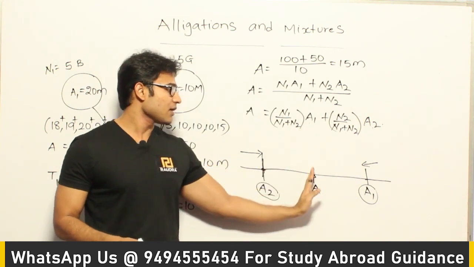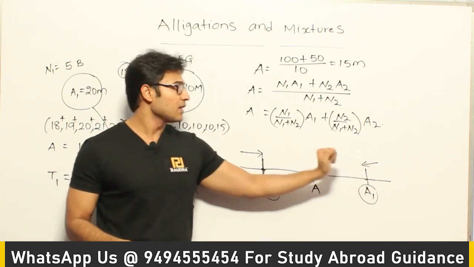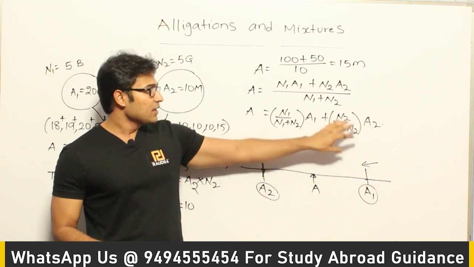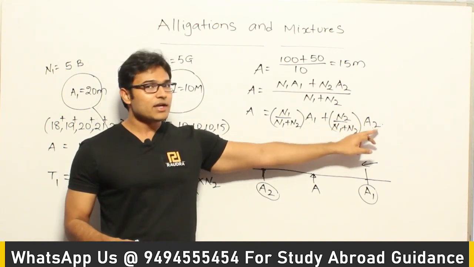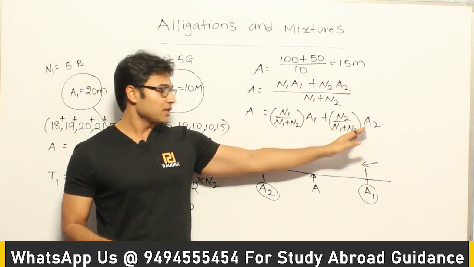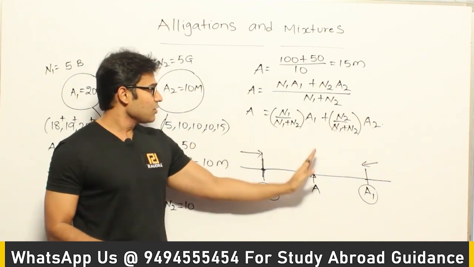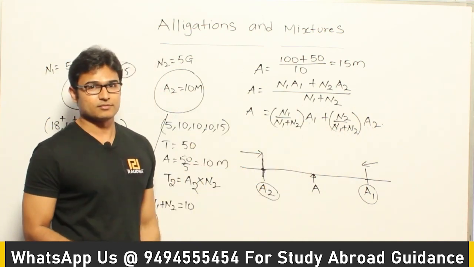If you increase n1, your average is going to tilt towards a1, and if you increase n2, again you are going to increase the weightage of a2 in such a way that it is going to tilt towards a2, right?